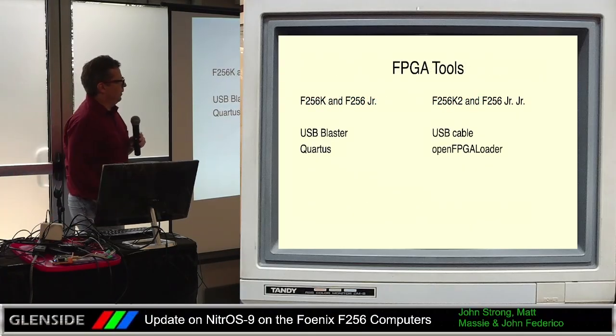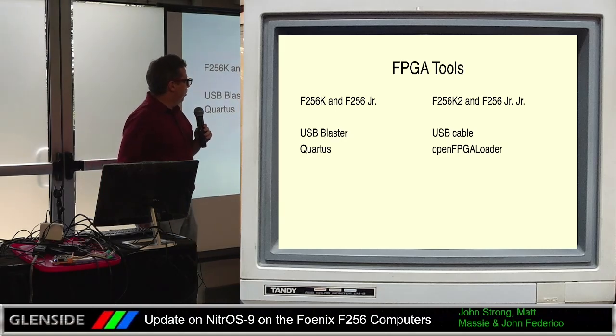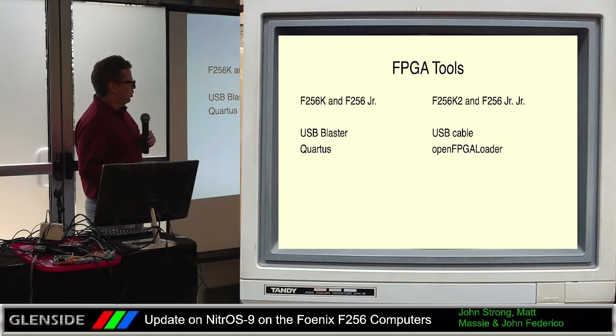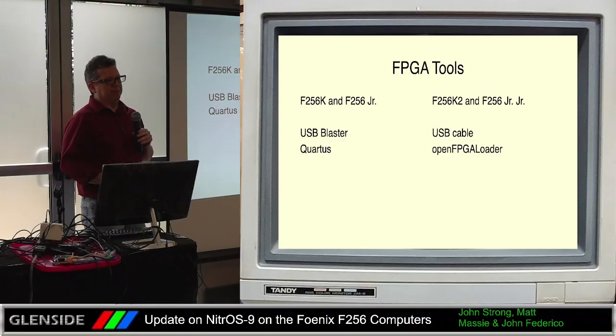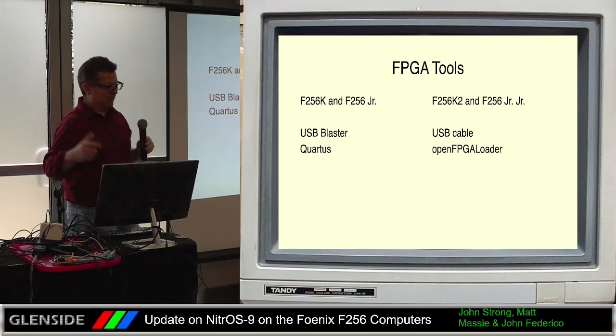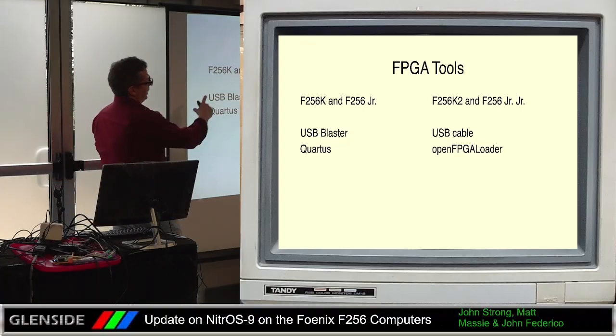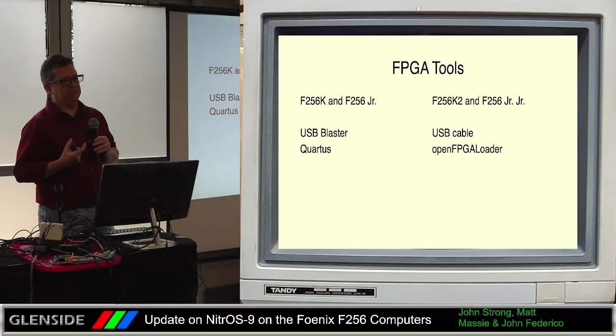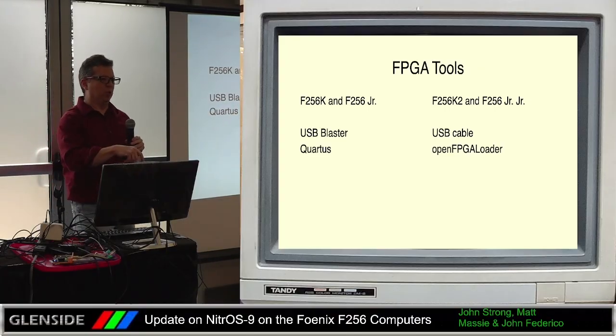Okay, so there are different FPGA tools depending on what version you have. If you have an F256K or a Junior, you have to use Quartus and a USB Blaster to update the FPGA, which is a miserable experience. Quartus is like, I don't know, 11 gigabytes or something you have to install, and you have to download this massive program. Then you have to get all the drivers working. You need a USB Blaster, and also on the K and the Junior, the 6809 is a separate chip. So if you need to upgrade the 6809, you're upgrading the FPGA on the board, and then you have to upgrade the FPGA on the chip as well.